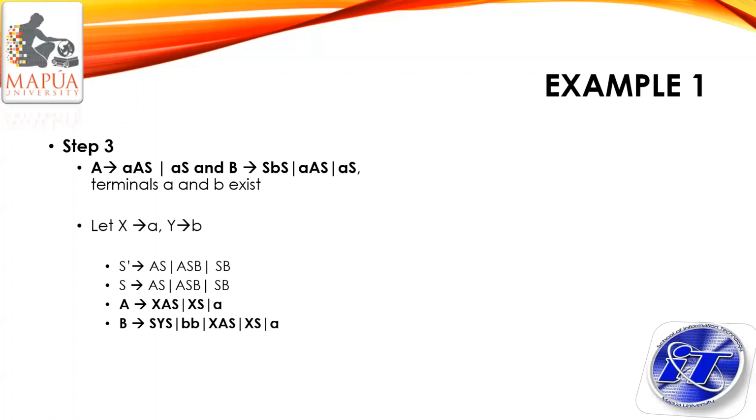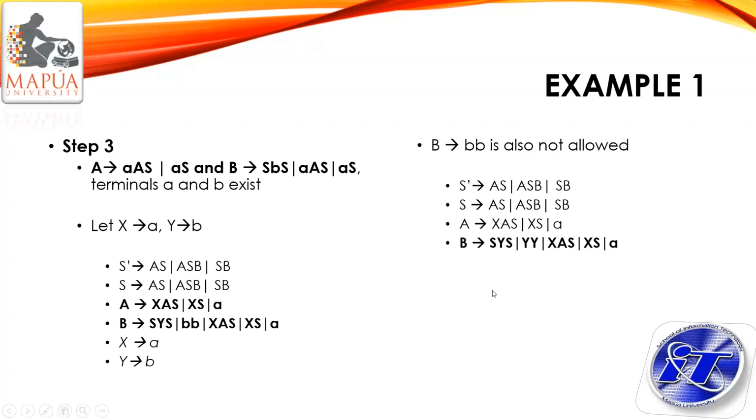So now let's move on with step 4, wherein we're going to eliminate the rules that include more than two non-terminals on the RHS. Okay, so which are, by the way, before that, BB, small bb is not allowed, so therefore we should replace it also. Okay, so that's why we have YY here. So this will be the new production rule. Okay, so don't forget this.